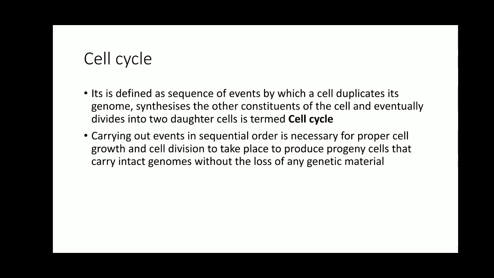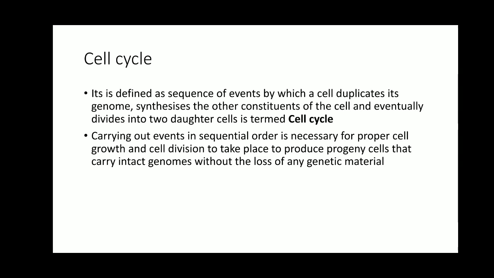Now, it is mandatory to carry out all the events for cell division in a sequential or orderly manner. Why? In order to produce the progeny cells or the daughter cells that carry intact genomes without the loss of any genetic material. If the steps in the cell cycle occur randomly or in a haphazard manner, then the resulting progeny cells may contain certain extra genes or extra chromosomes that will lead to disorder conditions. Therefore, all the events required for the cell growth and cell division must occur in a sequential, orderly manner. That is the reason it is termed as cell cycle.